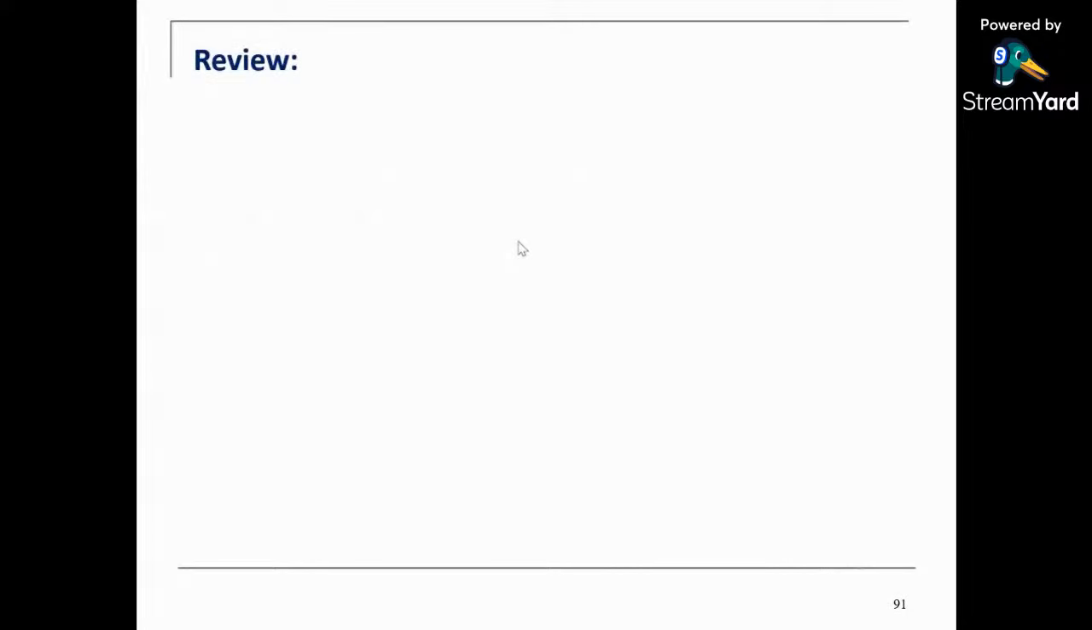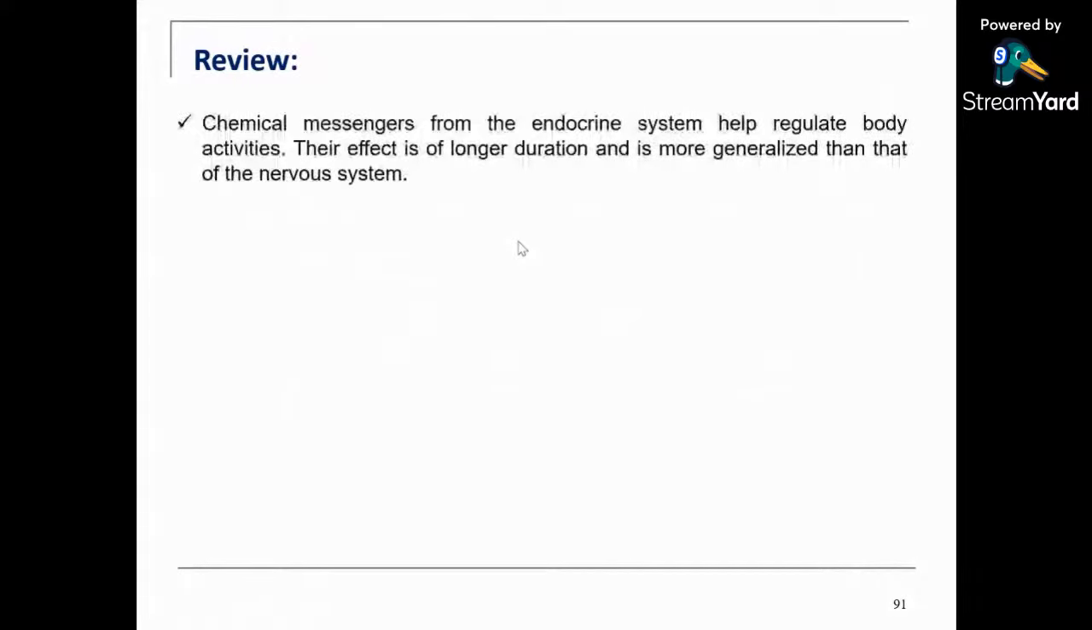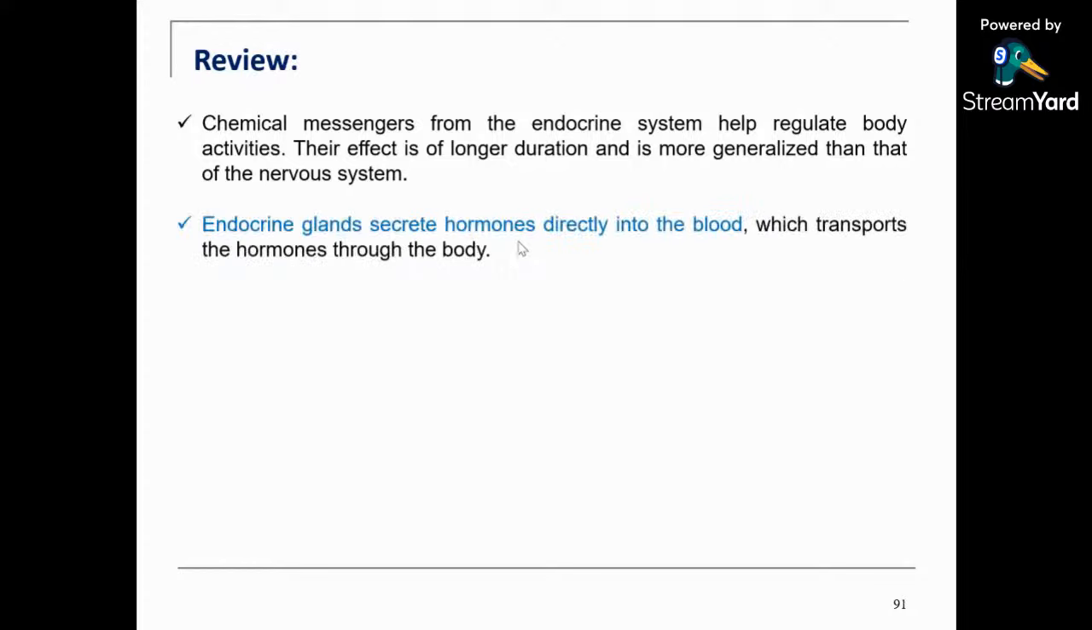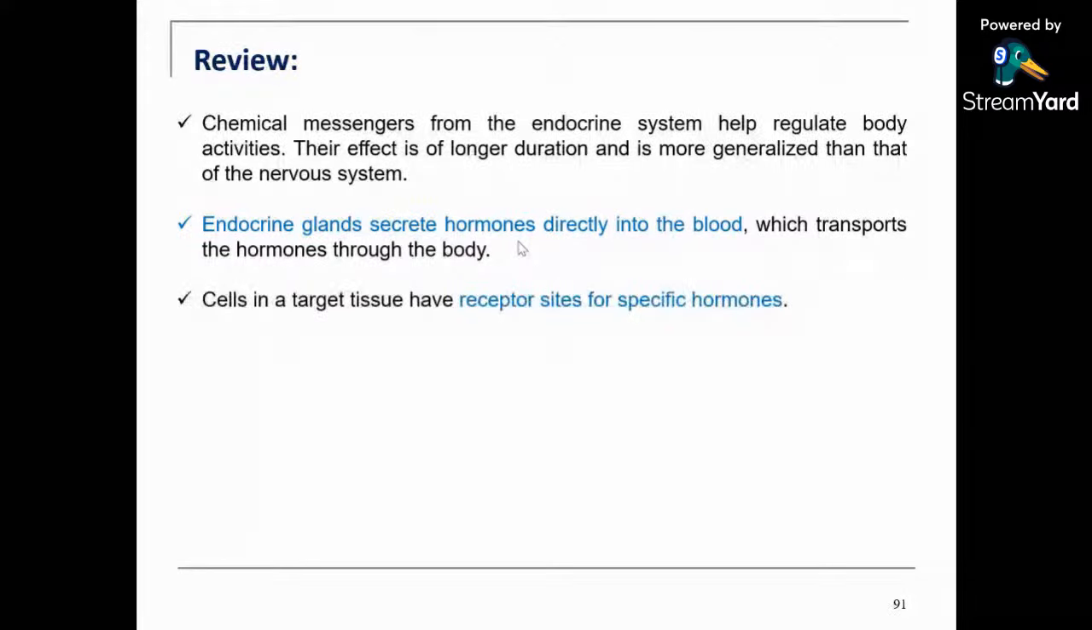So from this discussion, if you review, we have been able to come to know that the chemical messengers from the endocrine system help regulate body activities. Their effect is of longer duration and is more generalized than that of the nervous system. Endocrine glands secrete hormones directly into the blood, which transports the hormones through the body. Cells in a target tissue have receptor sites for specific hormones.